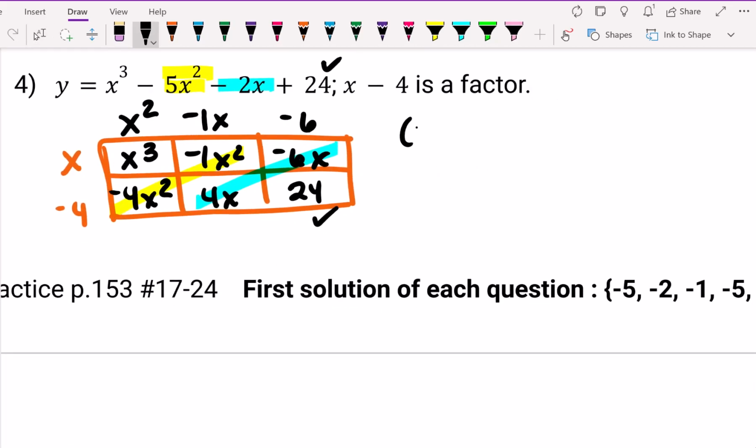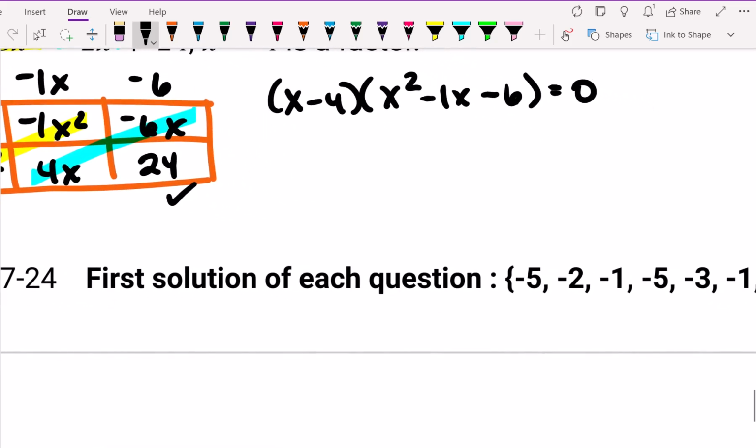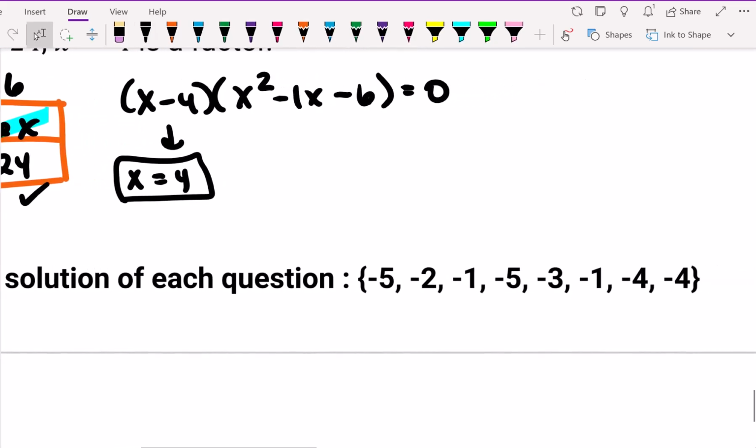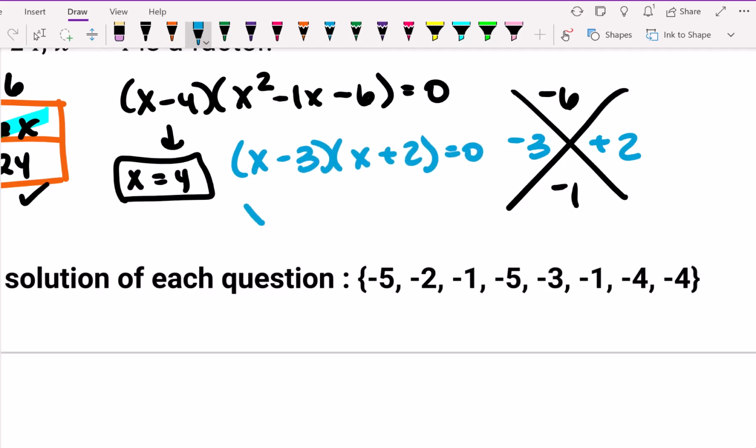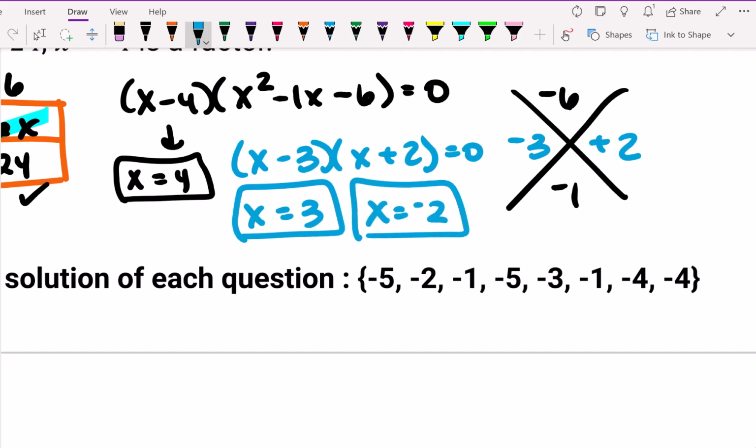Okay, so what this tells me is that x minus 4 times x squared minus 1x minus 6 is equal to 0. That should be equivalent to what I started with right here, x to the third power. I already know that x is equal to 4 because it already gave me that clue. So if I just come over here and simply figure out the factors of negative 6 that add up to be negative 1, which is negative 3 and positive 2, I can find my other two solutions. Now, sometimes your solutions can repeat. None of these were repeated, and that's okay too.